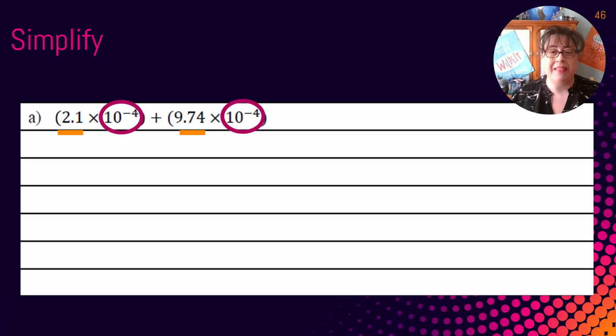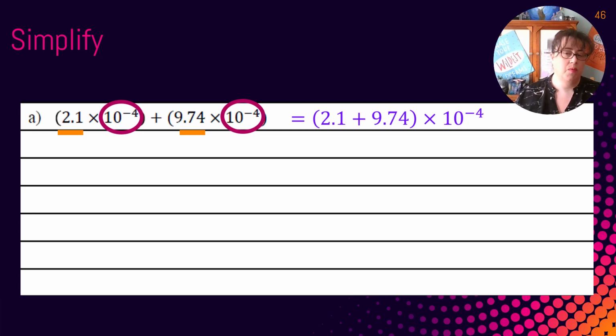But we want to rewrite these so that we understand where we're going in the problem. So remember, we write things out so that somebody reading our work understands where we came from, so that it's not just a mystery where the numbers came from. So let's go ahead and rewrite that. So you see that we're going to add 2.1 and 9.74, and then we just have to write that 10 to the negative fourth once. This is really called factoring, but for our purposes, just remember you only have to write that 10 to the negative fourth once.